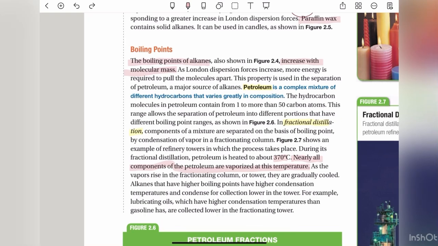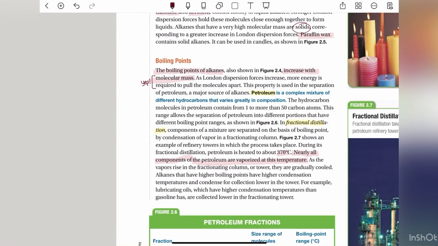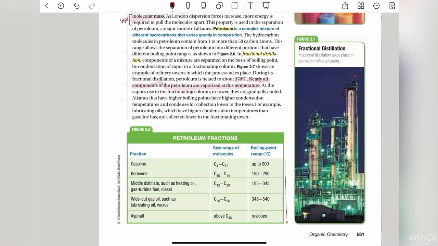So again, just to recap, as London dispersion forces increase, more energy is required to pull the molecules apart. So that's why the boiling point also increases as the mass increases. Now, figure 2.7 shows these petroleum refinery towers where this process of fractional distillation takes place. And figure 2.6 helps understand how this process occurs.